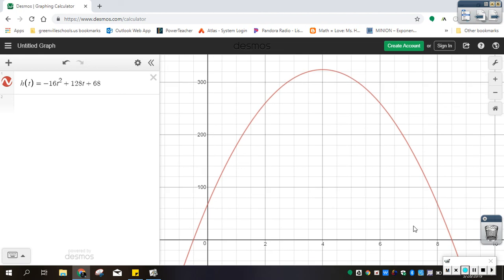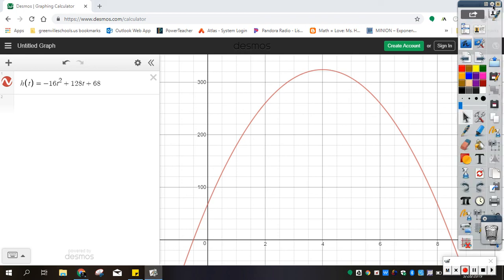So in our class example, it was a pumpkin. We were doing pumpkin chunking, and it started at 68 feet and an initial velocity of 128 feet per second. So looking at the graph, just pointing out a few points of interest, this y-intercept, that is where your pumpkin started. That's where it was released from the catapult. And the vertex up here, this is your maximum height. And then this x-intercept over here is, of course, when that pumpkin hits the ground.